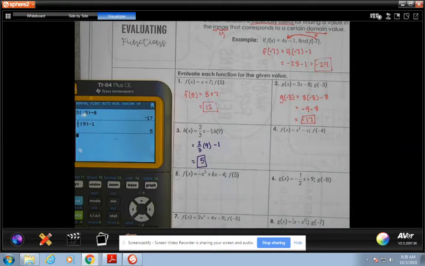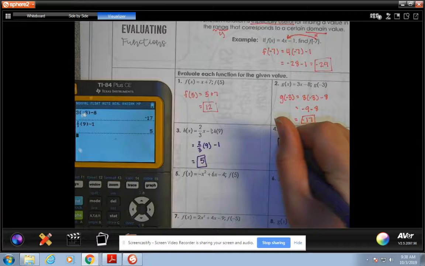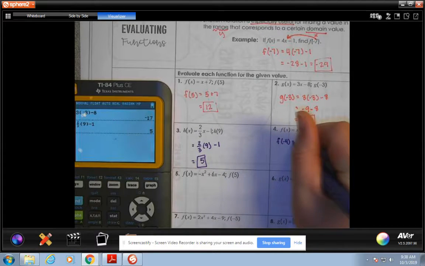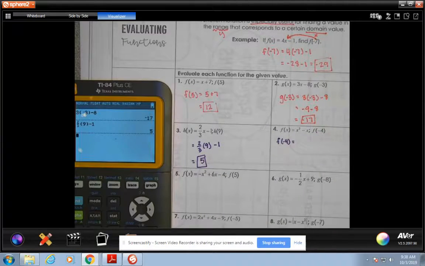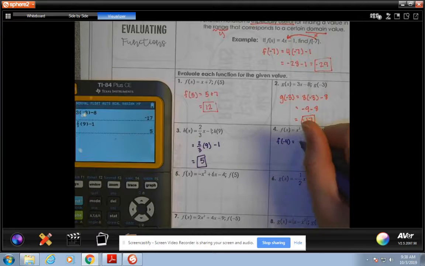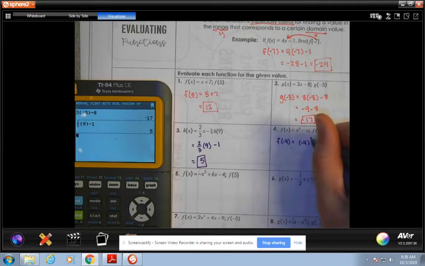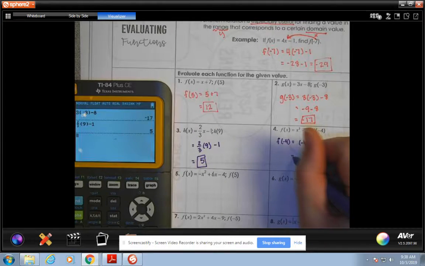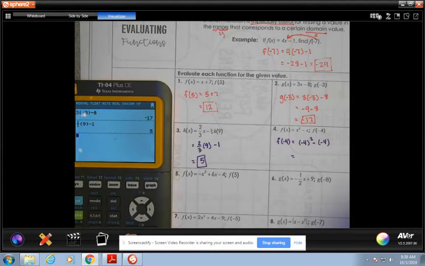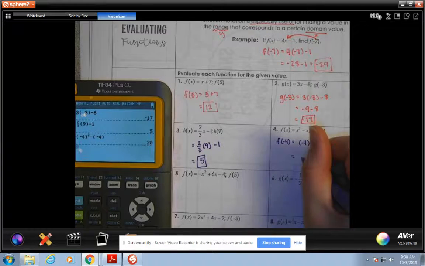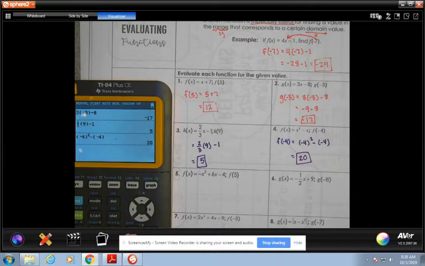All right, now looking at the next one, we're trying to find f of -4 equals, so we're going to plug -4 wherever we see x. Make sure you plug -4 in using parentheses. So -4 squared minus -4. Because of all the negatives and minuses, this is definitely one I would plug in my calculator. So parenthesis -4, close it, squared goes on the outside, minus -4 equals, and that would be 20. Okay, so believe it or not, what I just showed you is actually the hard way to do these.